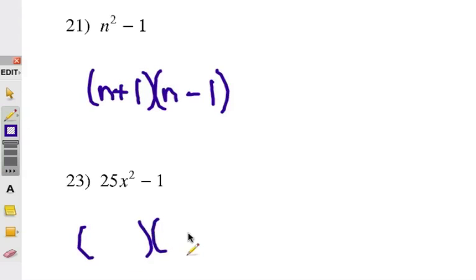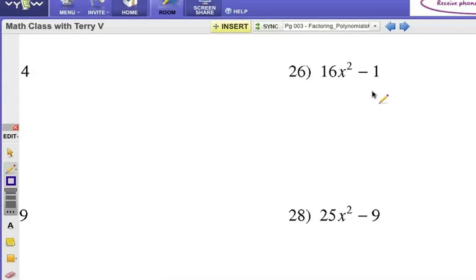Hopefully you've got this one. What's the square root of 25x squared? 5 and an x. Yep, put a 5x in each place. Square root of 1 is 1, and it's a plus minus pattern. Use FOIL to double check yourself if you're not sure, and that middle term would drop out. So that's how you factor 25x squared minus 1. And go ahead and try these two examples, write it down on paper, and then replay the video.